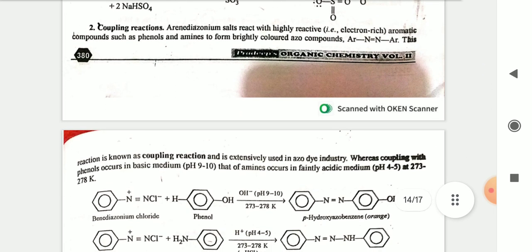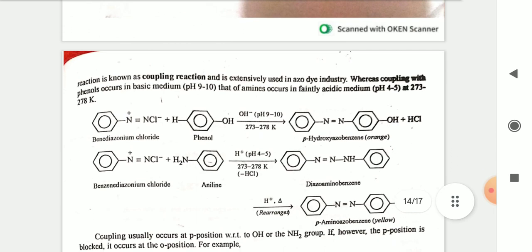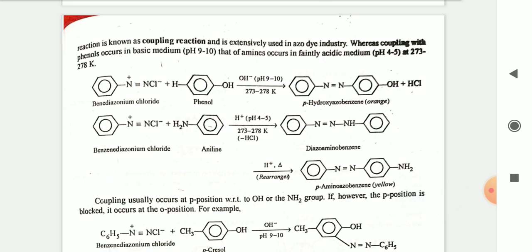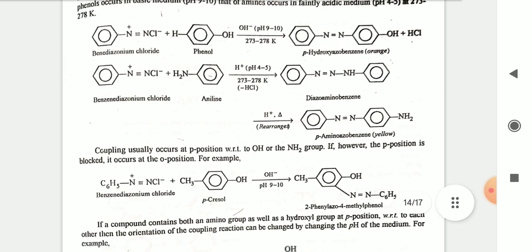Second is the coupling reaction. Arene diazonium salts react with highly reactive electron-rich aromatic compounds such as phenol and amine to form brightly colored azo compounds, Ar-N=N-Ar. This reaction is called the coupling reaction and is extensively used in the azo dye industries. Whereas coupling with phenol occurs in basic medium having pH 9 to 10, that of the amine occurs in faintly acidic medium, pH 4 to 5, at 273 to 278 Kelvin.